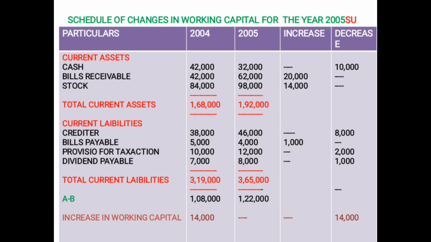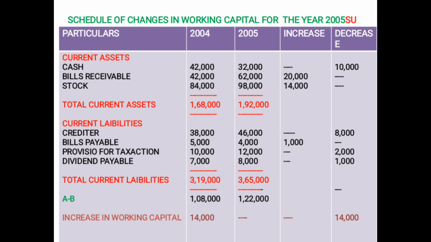The current assets. First, cash: 2004 was 42,000, 2005 is 32,000, a decrease of 10,000. Bills receivable 42,000 in 2004, 62,000 in 2005, an increase of 20,000. Stock 84,000 in 2004, 98,000 in 2005, an increase of 14,000. Total current assets 1,68,000 in 2004 and 1,92,000 in 2005.